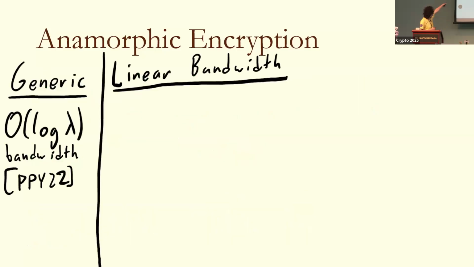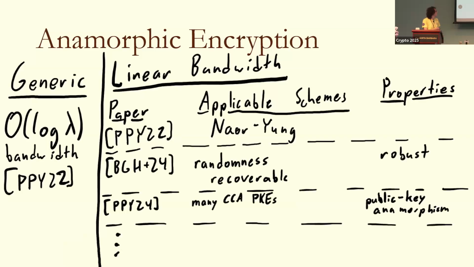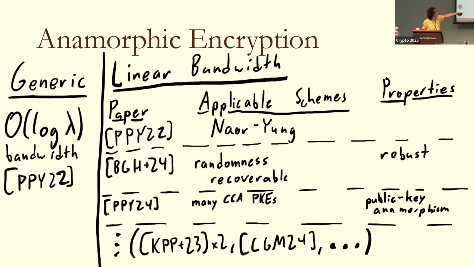want. So for the generic setting, we have a logarithmic bandwidth solution. And for a number of concrete schemes, we have linear bandwidth solutions. There have been a number of works that have defined O of n bandwidth schemes for many different concrete encryption protocols, like Naor-Yung, or many types of CCA public key encryptions, and on and on, sometimes with some extra properties that I will not talk about now.